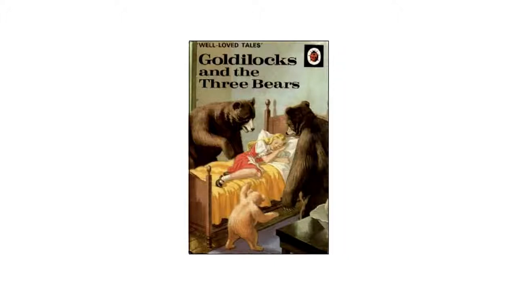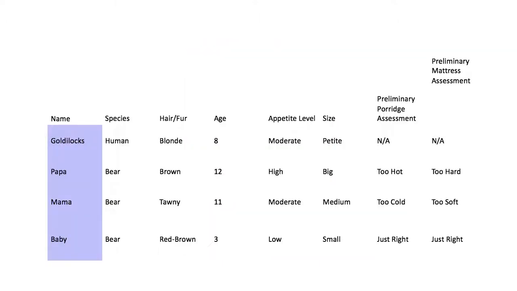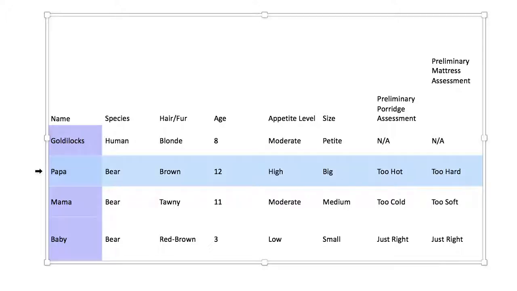Most of us have heard the story even once as children. We'll remember exactly what happens, right? The story sticks in all of our minds. We know it. Now imagine if, as a child, instead of being told that story, your parent had put up behind you on the wall this chart, a matrix. Papa Bear, hair fur and brown, appetite level high, preliminary porridge assessment too hot.